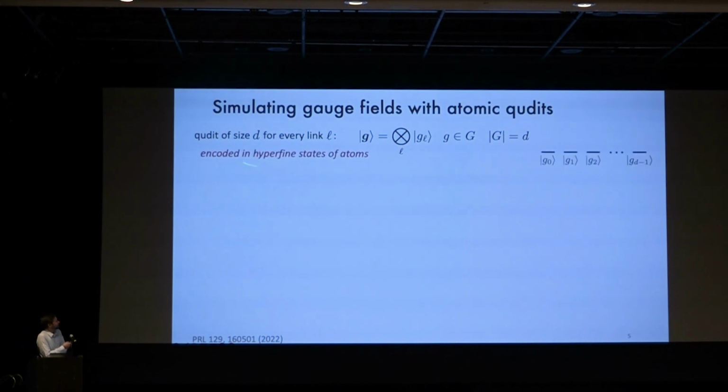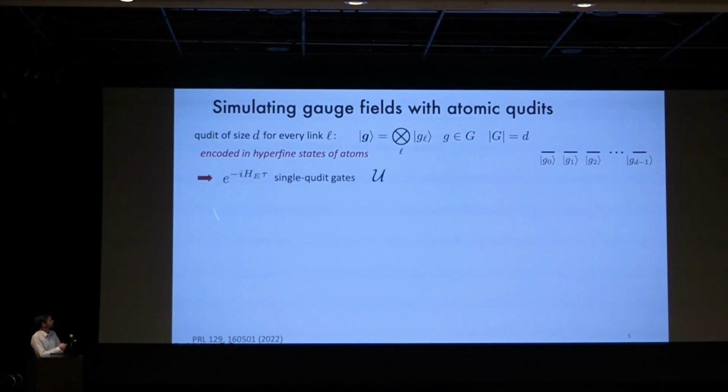And then, well, I said it, in principle, we can just encode this information not into multiple qubits, but just into a single qubit. So think of some hyperfine levels of some atoms, and store the information of the gauge field within the internal state of the atoms.